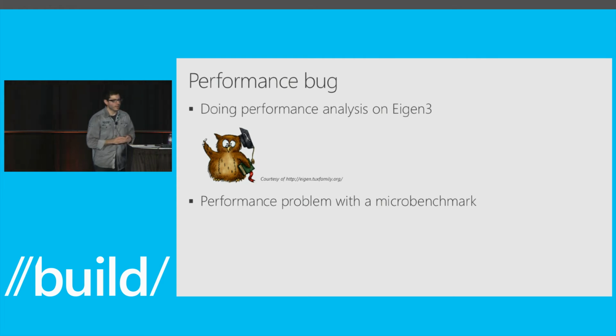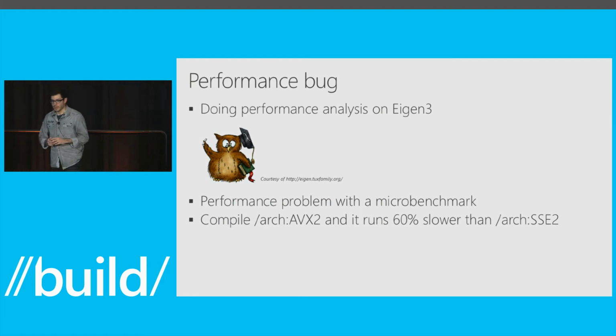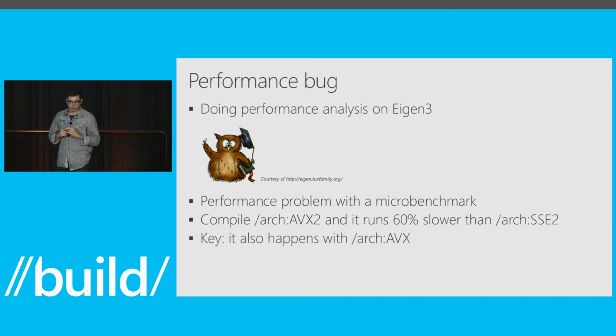So we found a performance problem when you throw the Arch AVX2 switch for a particular micro benchmark using the Eigen library, where you compile with Arch AVX2 and your code runs 60% slower than if you did it with Arch SSE2. That's crazy. Yes, that's big, red lights flashing everywhere. Hey, we've got to really dig into this. So I spent some time and dug in. The thing that really helped me understand what was going on is the key piece of information that the slowdown also happened if you throw Arch AVX.